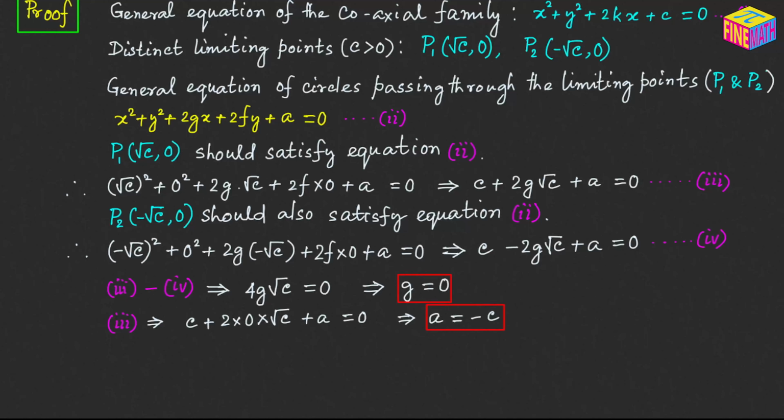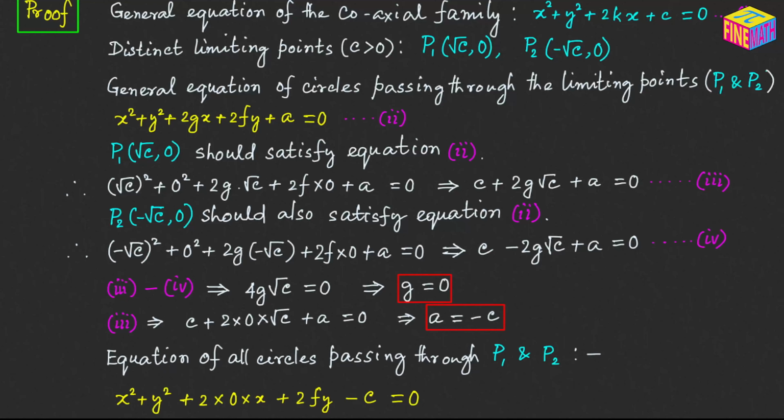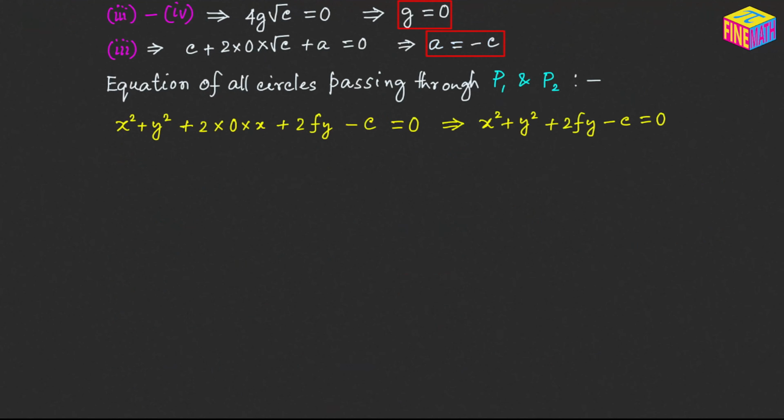So now, what would be the equation of all circles passing through p sub 1 and p sub 2? Well, we can write it like this. All I have done is I have taken that yellow equation, I mean equation number 2, and then I have plugged in the values of g and a. So the equation would look like this, and then we are going to simplify a little bit. The simplified form will look like this: x squared plus y squared plus 2fy minus c equals 0. And in this case, f is a parameter because it represents all the circles passing through the two limiting points. So f better be a parameter.